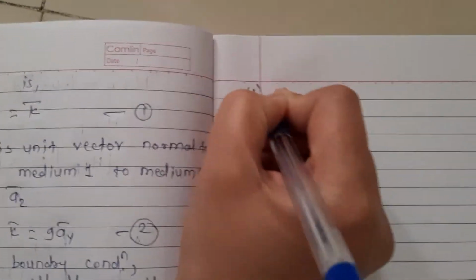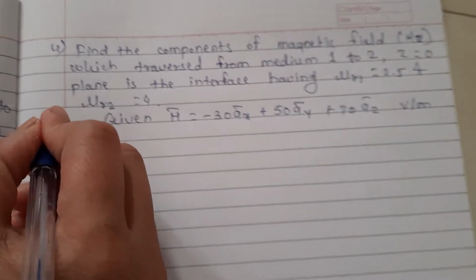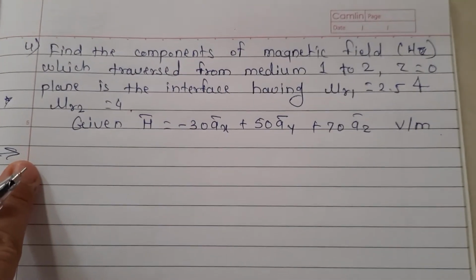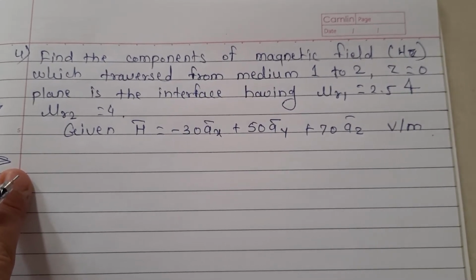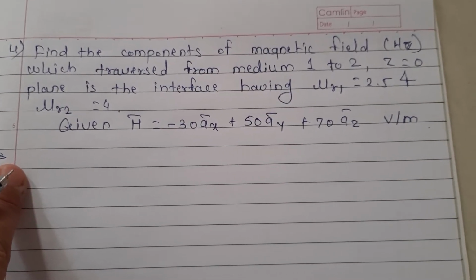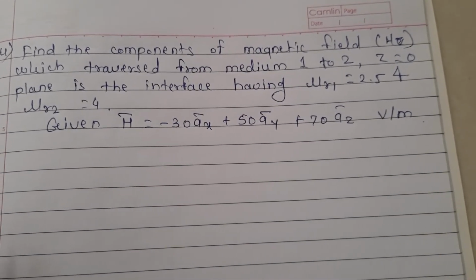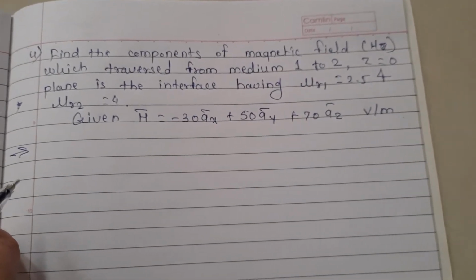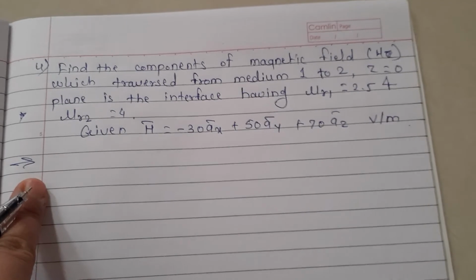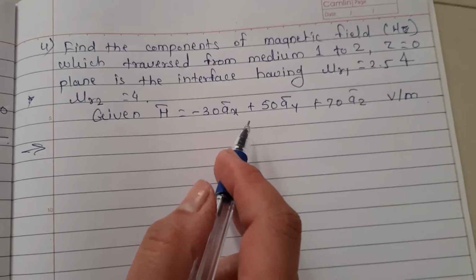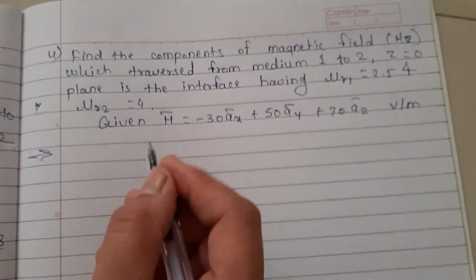Now next problem, asked in university for 5 marks. Find the components of magnetic field which traverse from medium 1 to 2, where z equal to 0 plane is the interface, having mu r1 equal to 2.5 and mu r2 equal to 4, and the given equation is H bar equal to minus 30 aX bar plus 50 aY bar plus 70 aZ bar ampere per meter. Now this is the given equation. Now we write the normal component is along the z-axis.